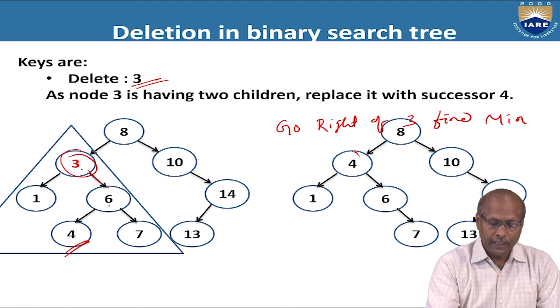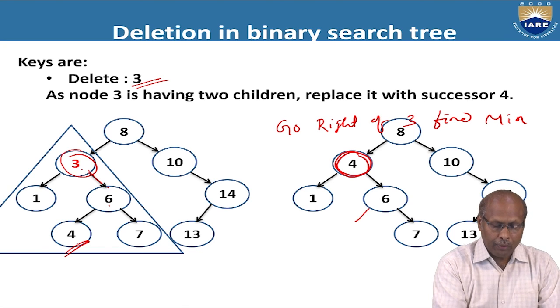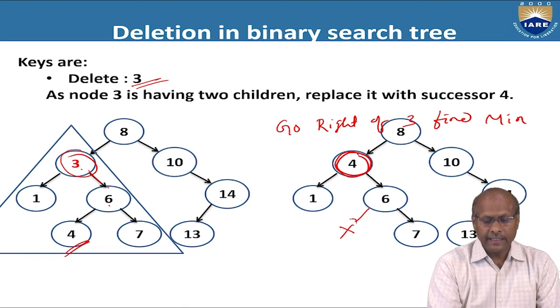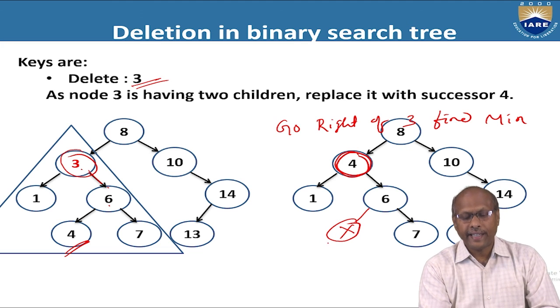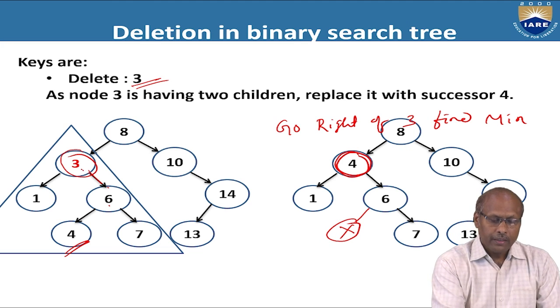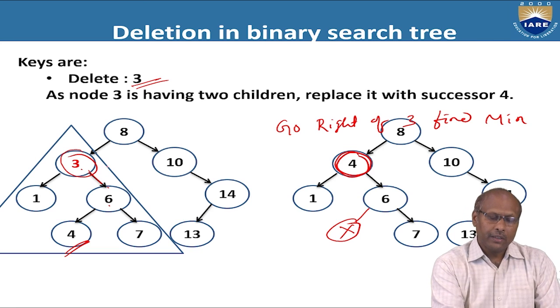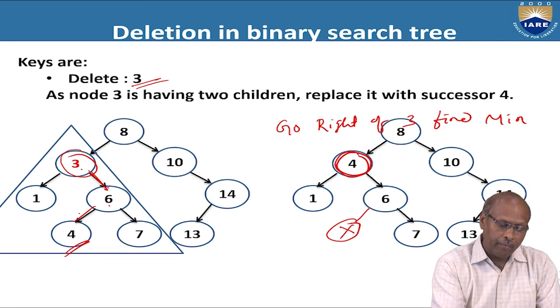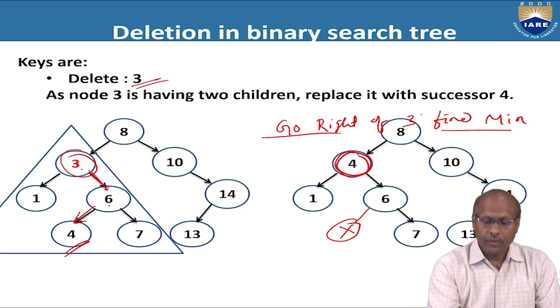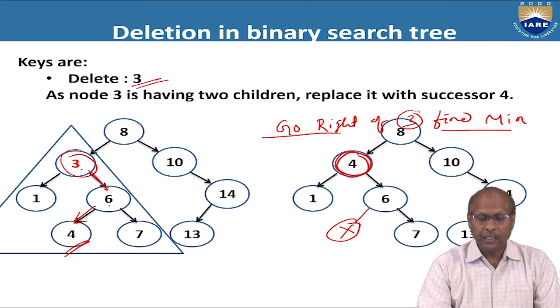Yeah. Now 4 is replaced here. And 6, earlier 6 had 4, that 4 is no more. This area is now freed. So whenever you want to delete a 2 child case, you have to go right and find minimum. So that data you have to replace there. This is the way you have to do it.